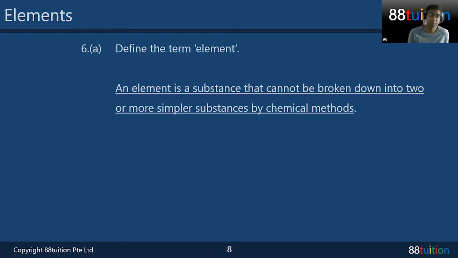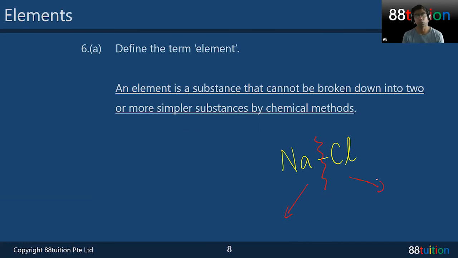An element is a substance that cannot be broken down into two or more simpler substances by chemical methods. That means after you break it down, for example, salt. Salt, if you take it, is actually a combined form of two elements. Okay, so what do you do to salt? You try to break it down. If you try to break it down, of course, you get the components that it is made up of: sodium element and chlorine element.